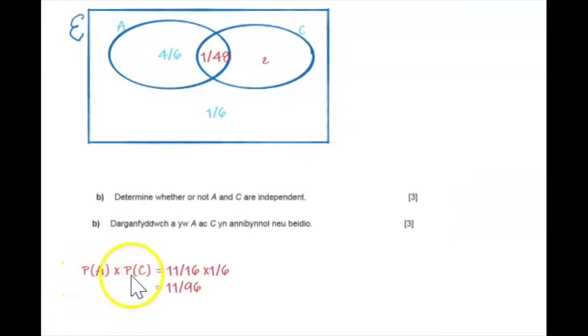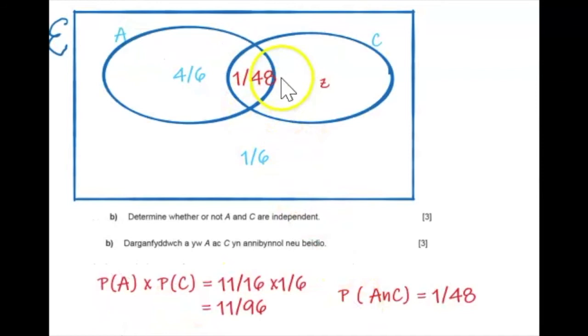The probability of A times the probability of C: we got 11/16 earlier for the probability of A, and the probability of C we know is 1/6. So if we multiply these together we get 11/96. But we know from the diagram the probability of A intersection C is 1/48. So does the probability of A times the probability of C equal the probability of A intersection C? Well, 11/96 is not 1/48, so A and C are not independent.